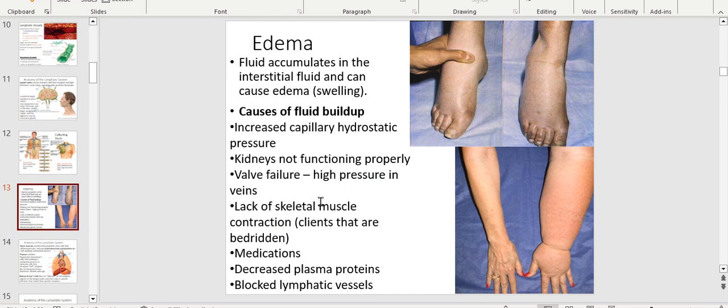Edema: fluid accumulates in the interstitial fluid and can cause swelling. And you have a look. It's quite substantial. It can be. Causes of fluid buildup: increased capillary hydrostatic pressure, water pressure, kidneys not functioning properly, valve failure, high pressure in the veins, lack of skeletal muscle contraction, you're not moving enough, clients that are bedridden. Some medications can do this as well, decreased plasma proteins, and blocked lymphatic ducts. So there you go. There's edema in a nutshell.